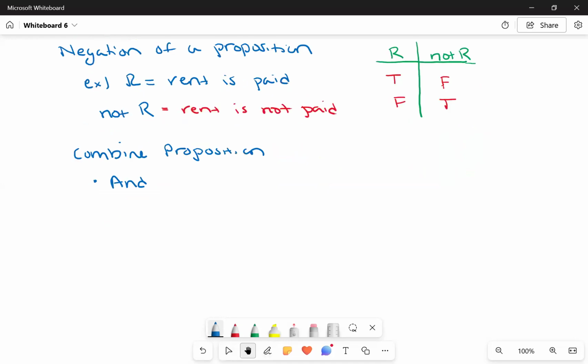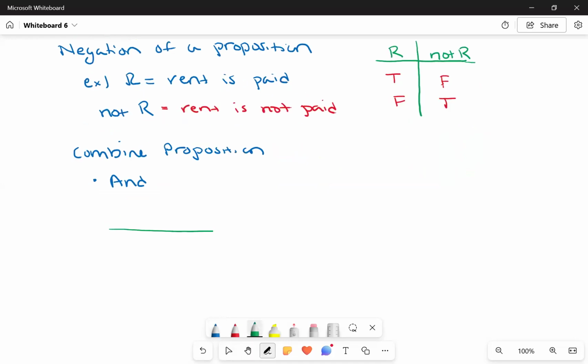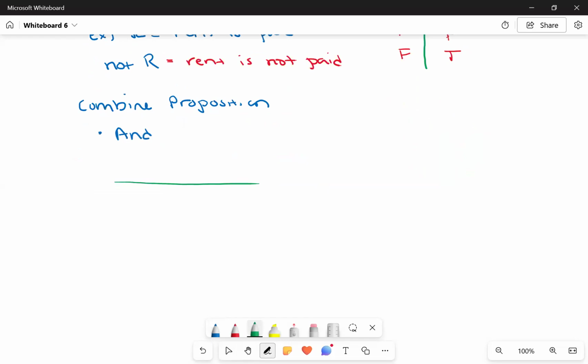In this case, and I'm going to just jump to the truth table here, we have these two propositions and we want to combine them together. Now, "and" means both things occur. So if you say, "I paid the rent and I paid the electricity," that means both bills got paid. That statement means both got paid.